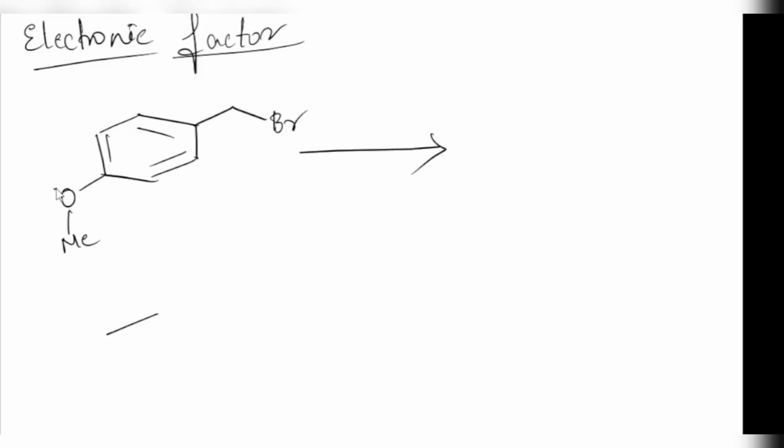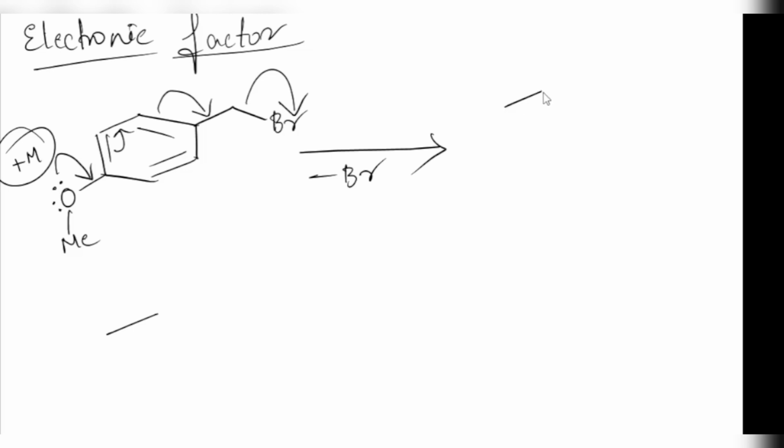Here what will happen? On oxygen we have two lone pairs, it will show plus M effect, correct? Because of this plus M, what will happen? Electrons will move like this, and here like this, and like this. This bromide ion will leave, minus Br. Then what we will get? We will get something like this. Here Me group is there, positive charge on oxygen, and one lone pair is there as it is, and here a double bond like this we will get.